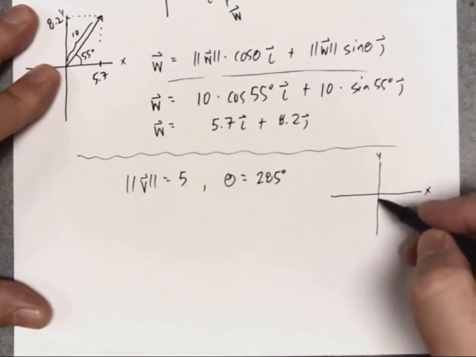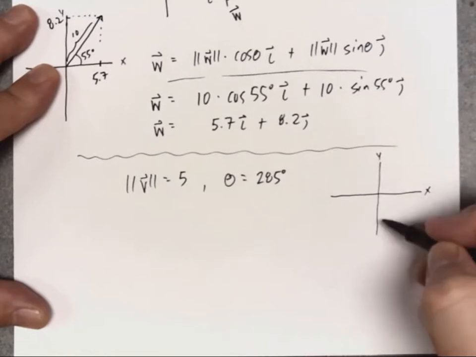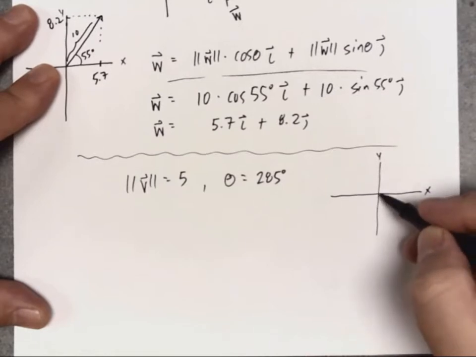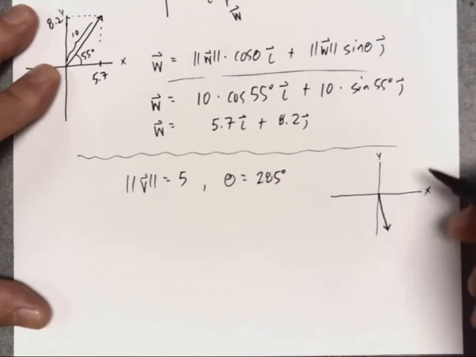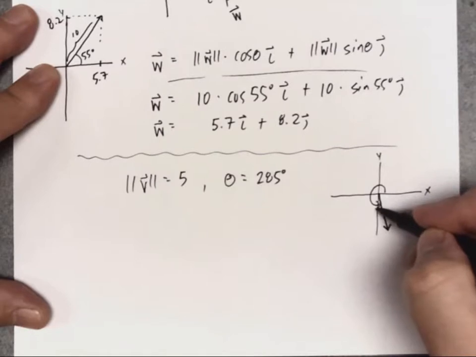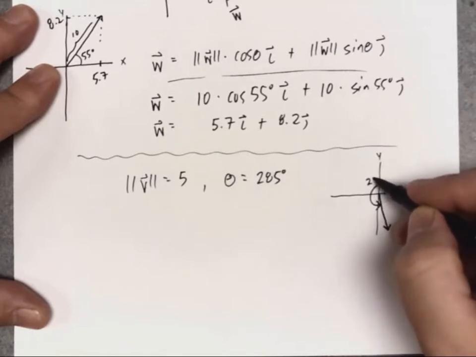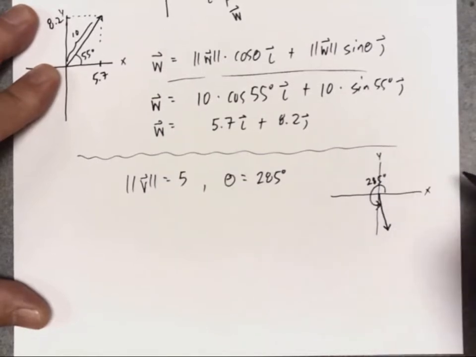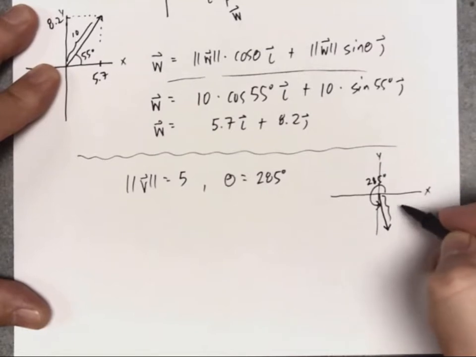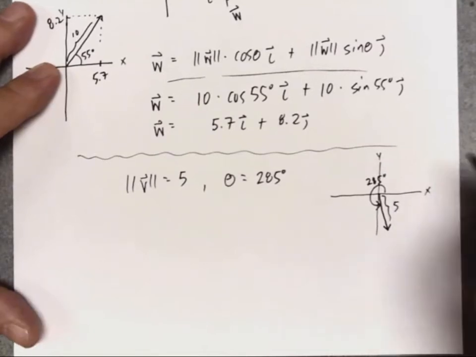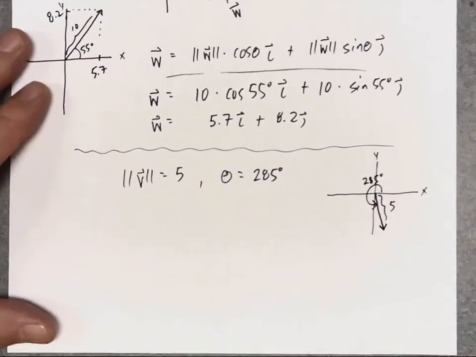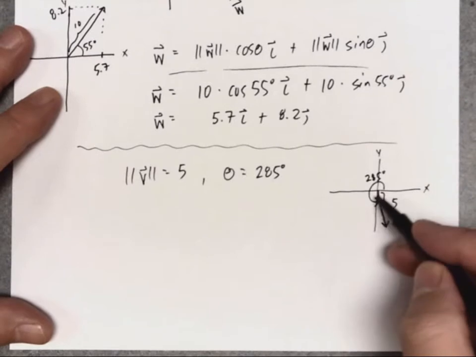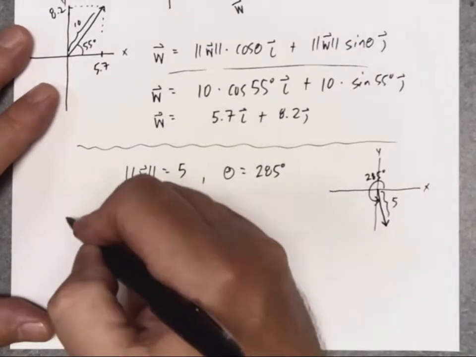285, well, 270 is the negative y-axis, so 15 degrees more, so maybe it's right here, where that angle is 285, maybe this distance is 5. Well, the nice thing is, when I try and convert this to ij, I don't really have to worry about anything here. The signs and everything takes care of itself, which is nice.